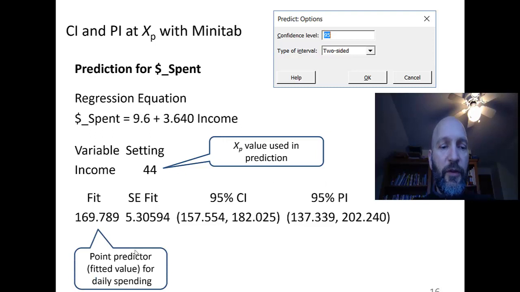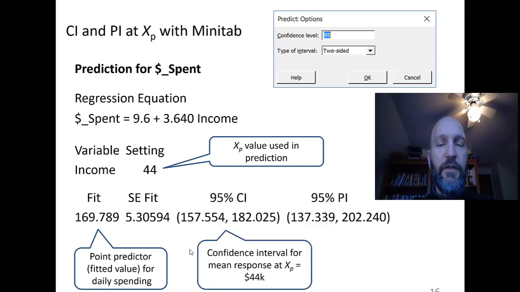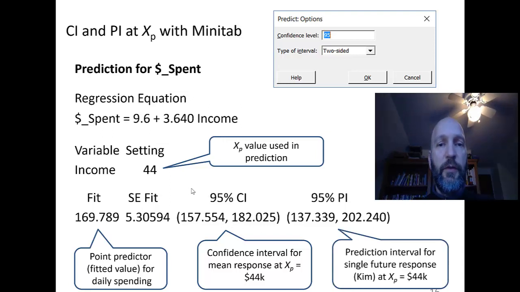And what do we get out? First of all, we get the point estimator, or the point predictor, and in this case 169.789. And then we get a confidence interval for the mean response, and notice this is the same one that we calculated a few slides ago, and it goes from 157 up to 182. And then finally we get a prediction interval for an individual like Kim, and again this is the same as what we calculated before when we plugged the numbers in. So using Minitab is much easier and quicker and just as reliable as, or probably more reliable than, plugging the numbers in yourself. And so that's all I've got for this video.